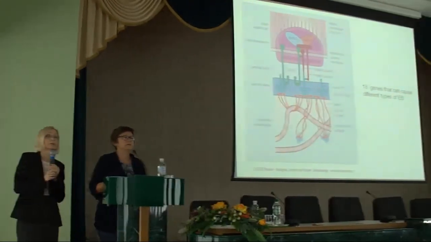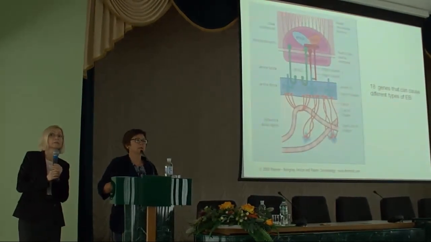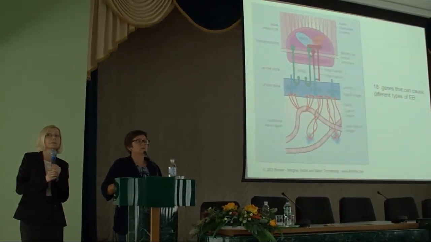And by now we know that there are 18 different proteins that can be mutated when you have different kinds of EB.